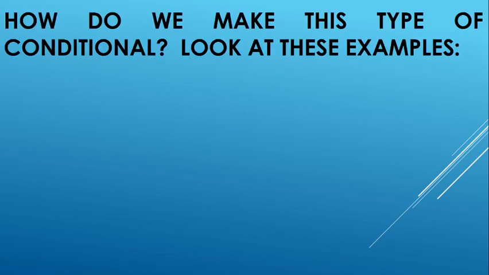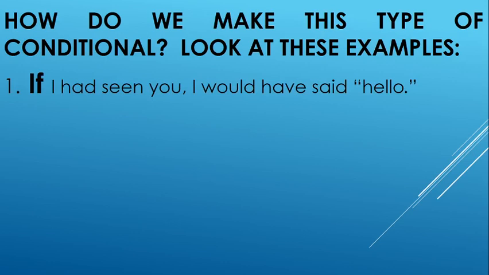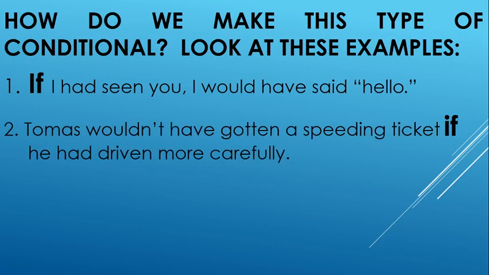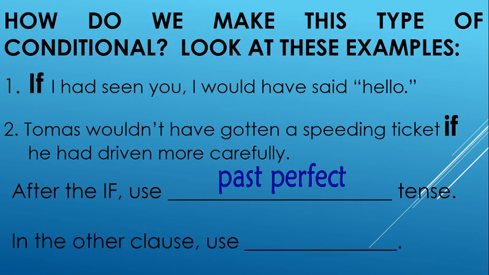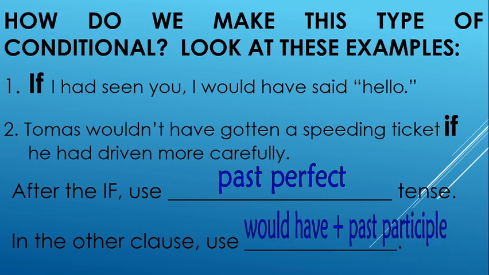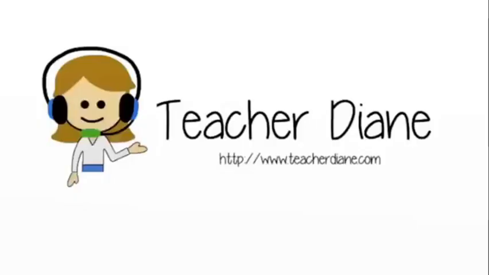Now, how do we make this type of conditional? Let's see this example. If I had seen you, I would have said hello. Thomas wouldn't have gotten a speeding ticket if he had driven more carefully. Now, after the if, we use past perfect, right? And in the other clause, we use would have plus past participle. The video for this part of the lesson, you will see it in the platform. Don't worry.